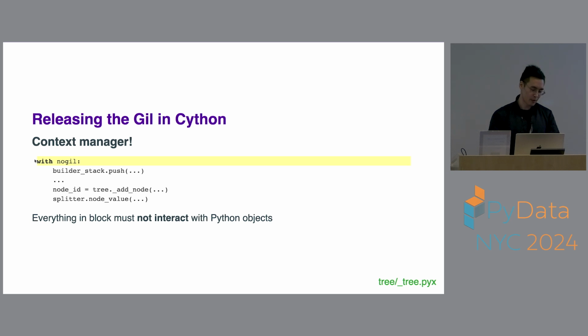You just do this, and the GIL is released for the block of code inside here. The thing about the block of code inside is that it can't hold on to the GIL anymore because you released it. So you can't interact with Python objects that require the GIL. And so you can see here that I'm calling all these, which are usually C-level objects, and I'm calling methods here inside the context manager.